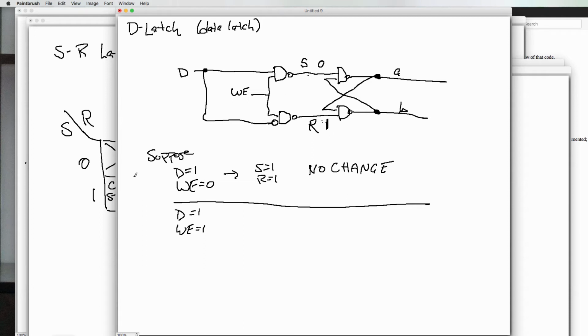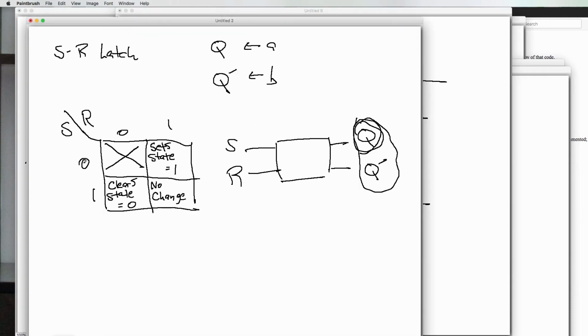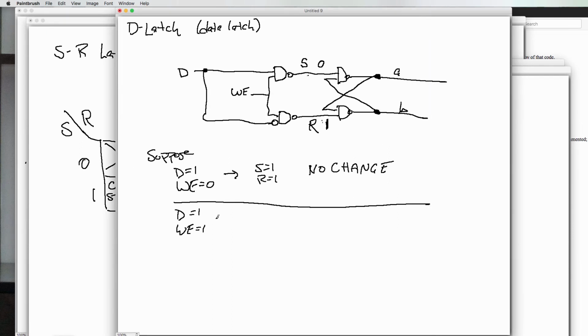So when S is 0 and R is 1, I'm setting the state. What that means over here, S is 0 and R is 1, I'm setting, which means that A is equal to 1.